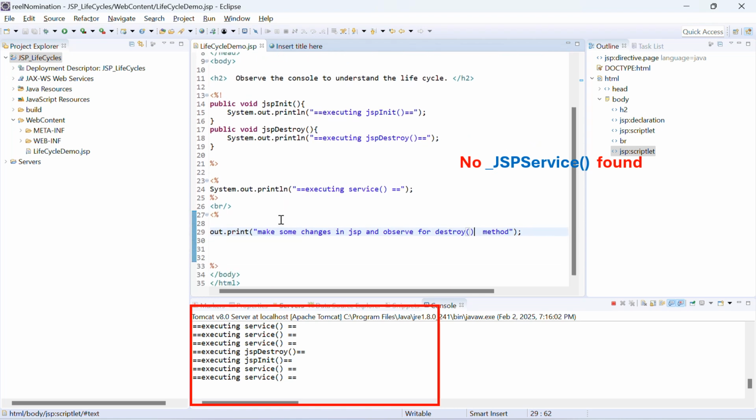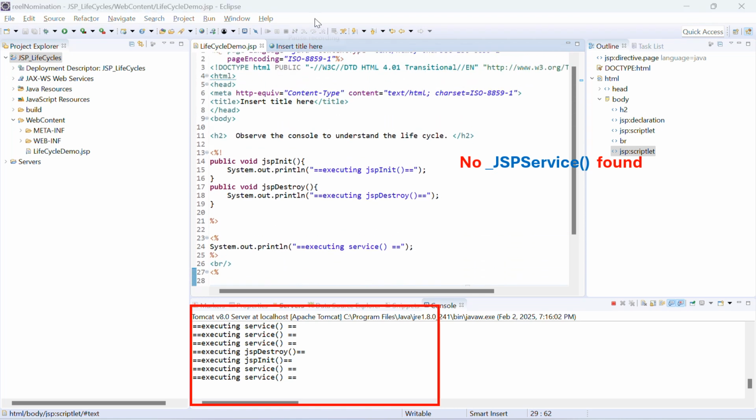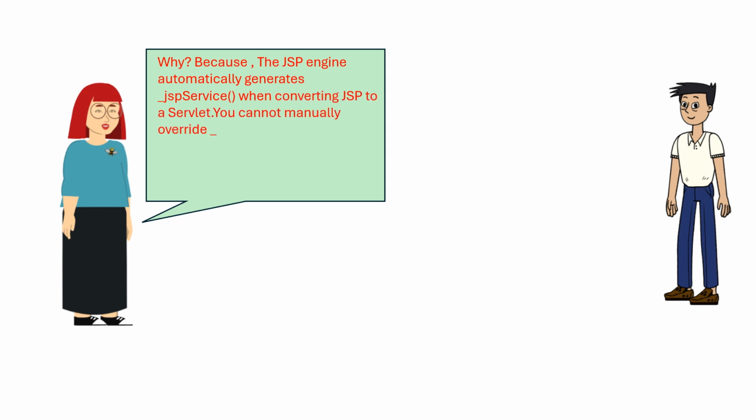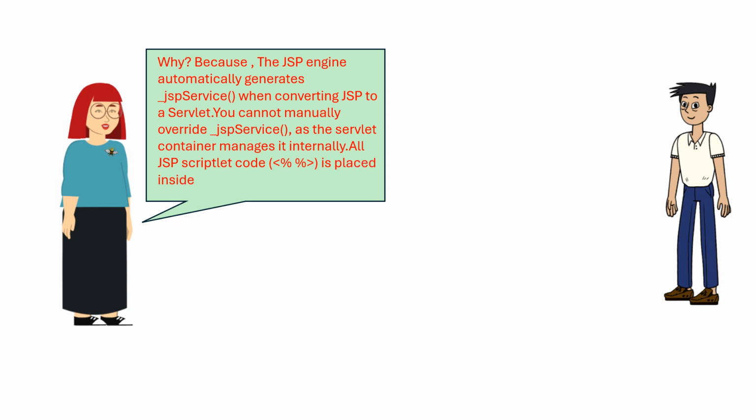And where is jspService in the code? Well, you won't find it explicitly written. Why? Because the JSP engine automatically generates jspService when converting JSP to a servlet. You cannot manually override jspService, as the servlet container manages it internally. All JSP scriptlet code is placed inside jspService by default.